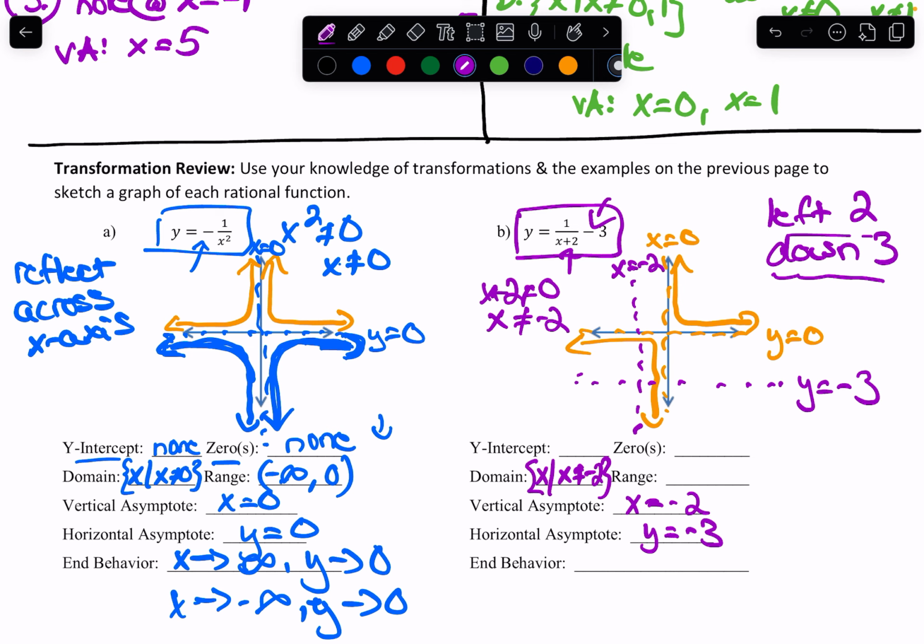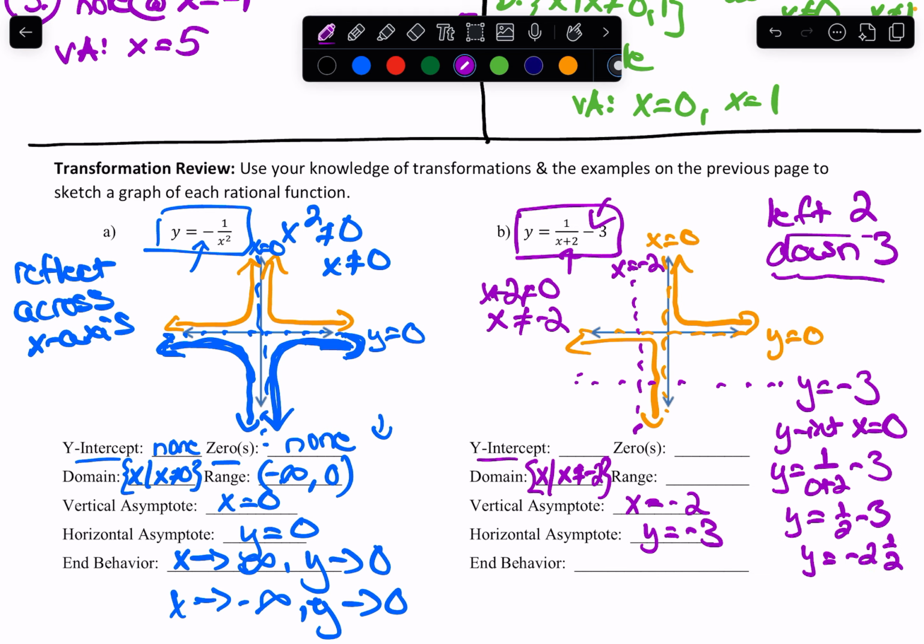But now we do need to make sure we find our y and x intercepts. So the y-intercept is the one where we set x to equal 0. So y equals 1 over 0 plus 2 minus 3. So y equals a half minus 3. Y equals negative 2.5. So our y-intercept is 0, negative 2.5.